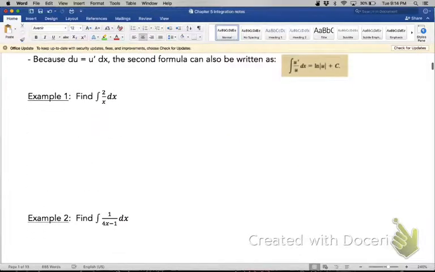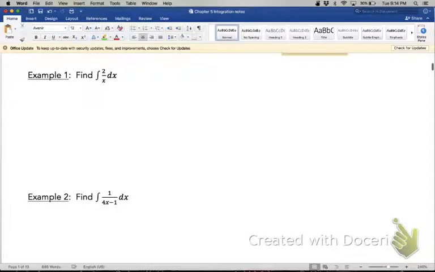If I want to find the indefinite integral of 2 over x dx, then I can work this through in a couple of steps. The first thing that I would like to do is factor out that 2, and make this 2 times the integral of 1 over x dx. And then we can see that this is going to come out to be 2 times the natural log of the absolute value of x plus c.